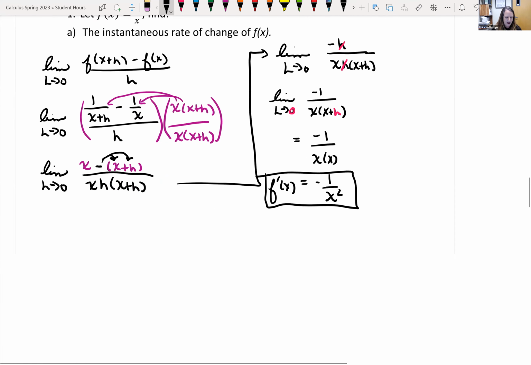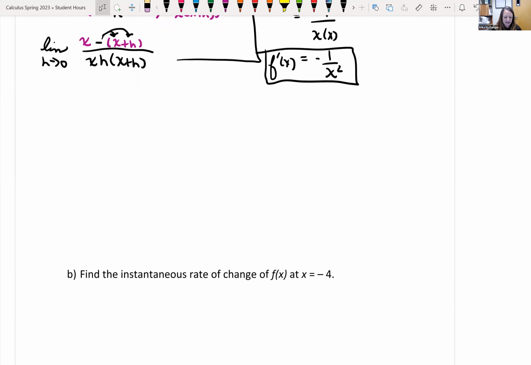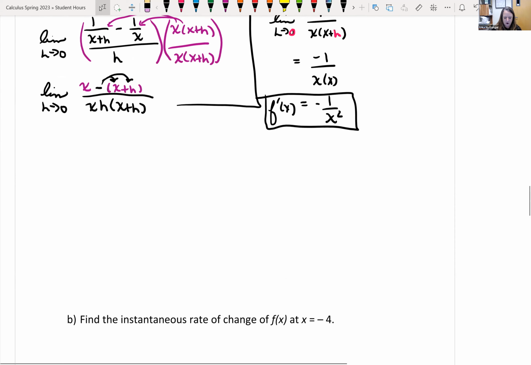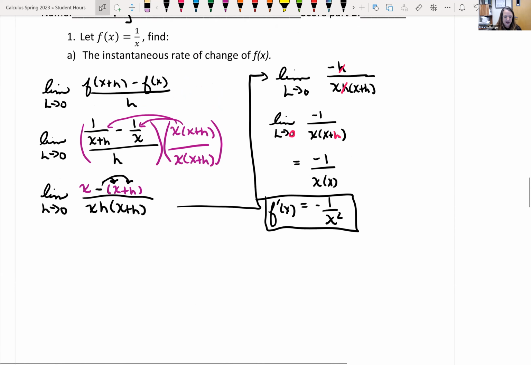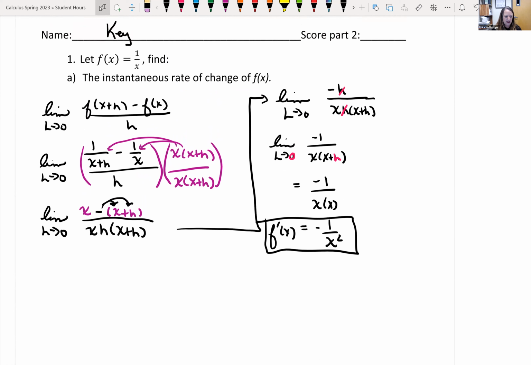So that was part A. Part B, find the instantaneous rate of change of f of x at x equals negative 4. Before we do that, I just want to talk about it really quickly. If it didn't tell you to use the definition of derivative here, we technically could have used the shortcut that we have been learning, the general power rule. We could, in this case, use, if we wanted to, the quotient rule.